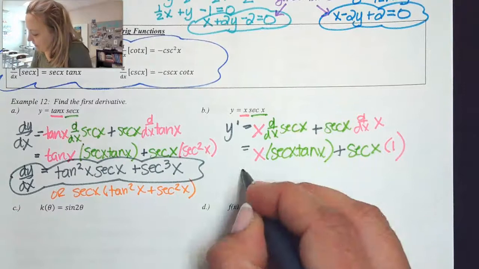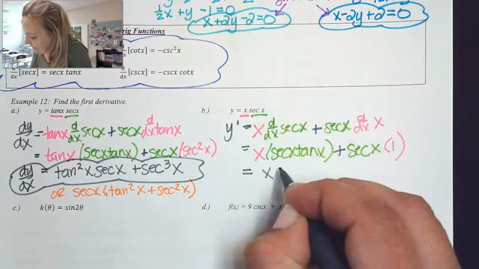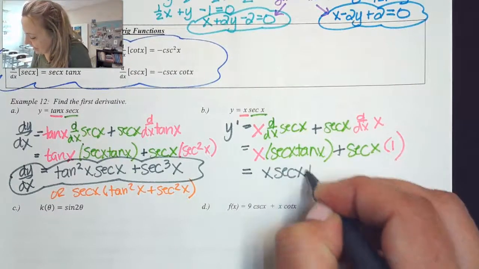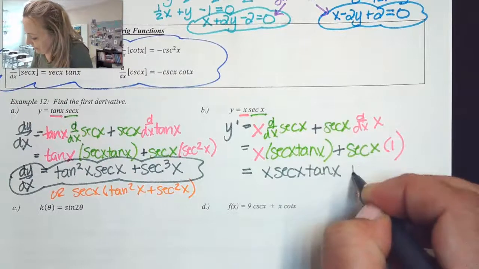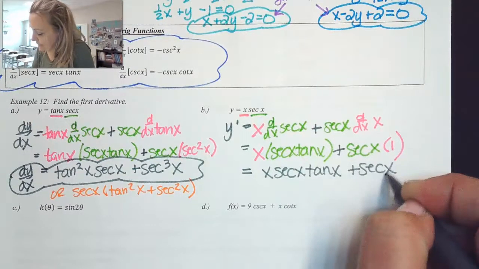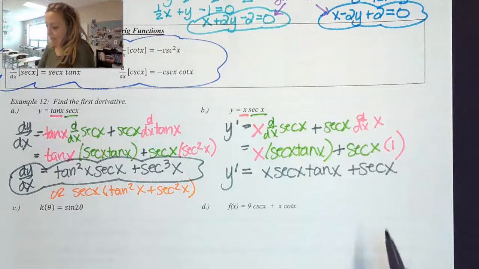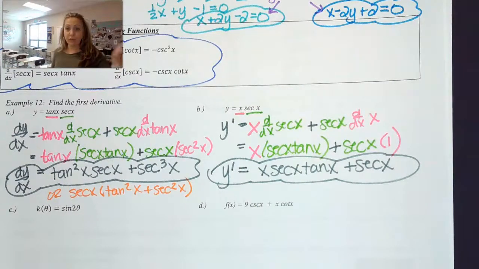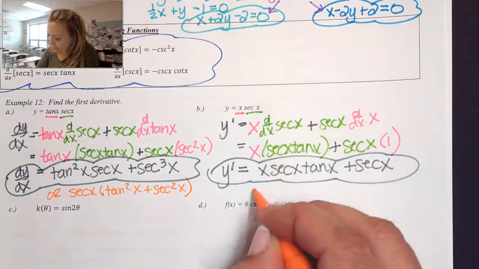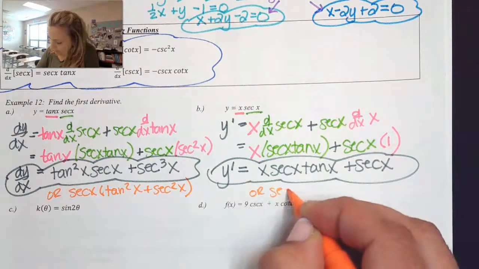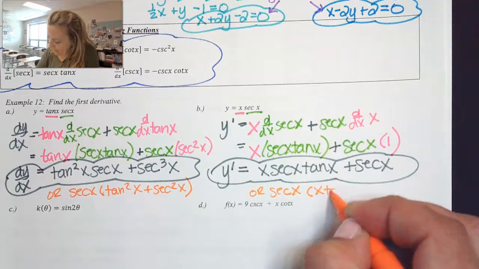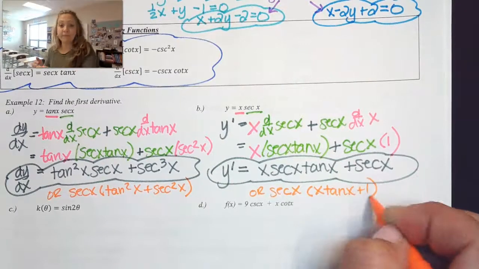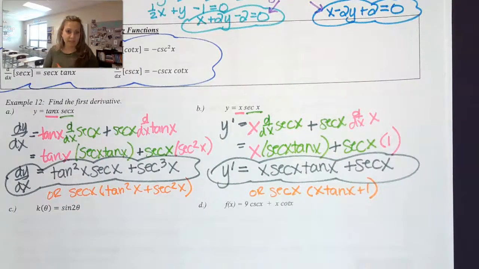And so I could call this x times secant x tangent x, and then plus secant x as my y prime. I can't combine any of those like terms. Again, if you really wanted to, you could factor out a secant x. And you could have x times tangent of x plus 1 as a factor. That's fine. Okay, so that works.